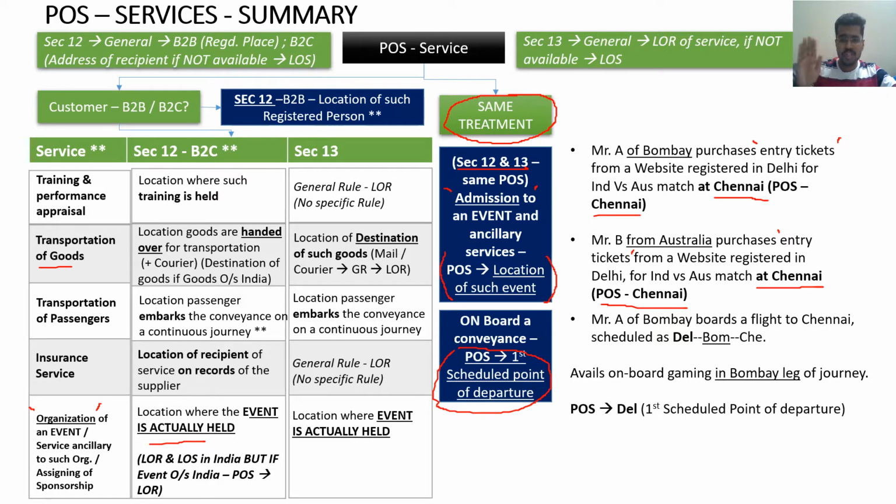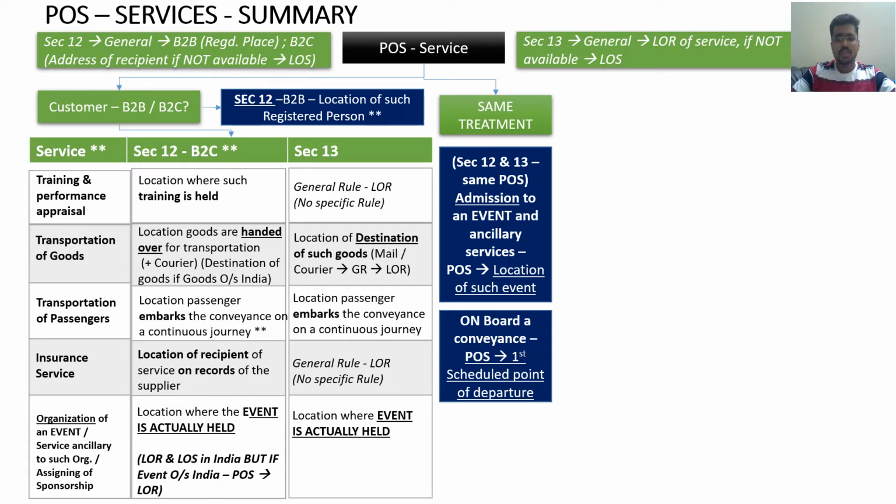So please don't see where the service is being availed by the passenger. Look at where the conveyance is starting. Whichever is the first scheduled point of departure, that place will be the place of supply, my friends. So in this case, the place of supply is Delhi, right? So these two services have the same treatment in both section 12 and section 13. So what are these two services?